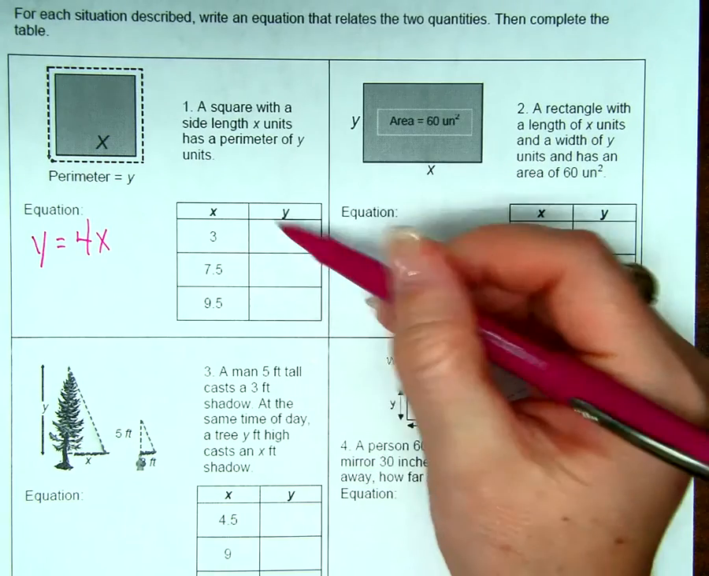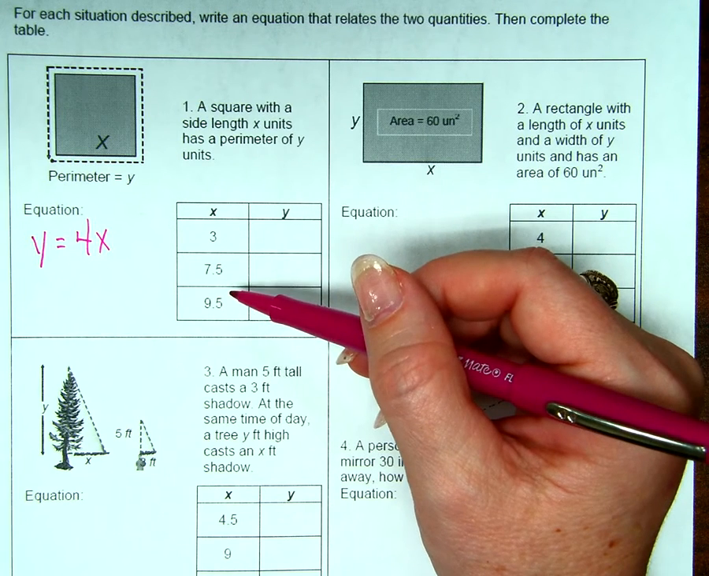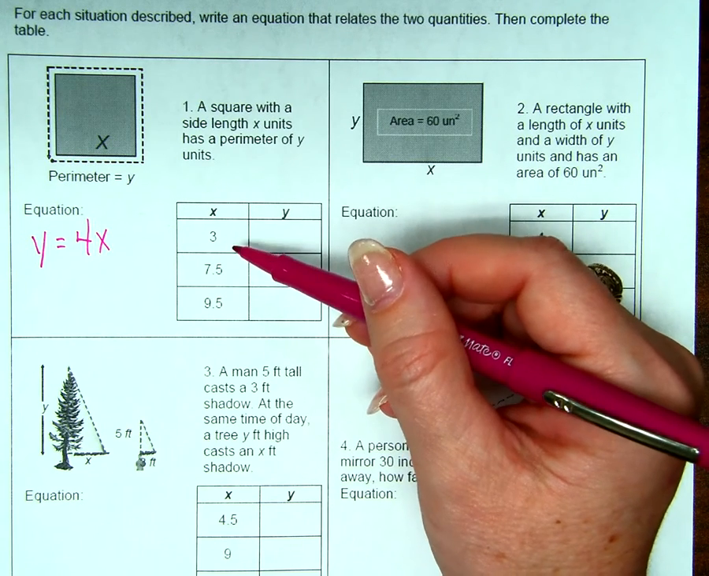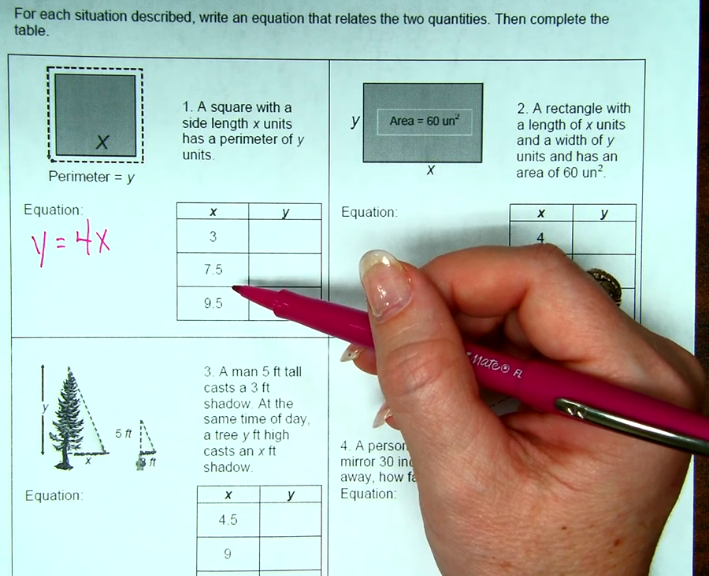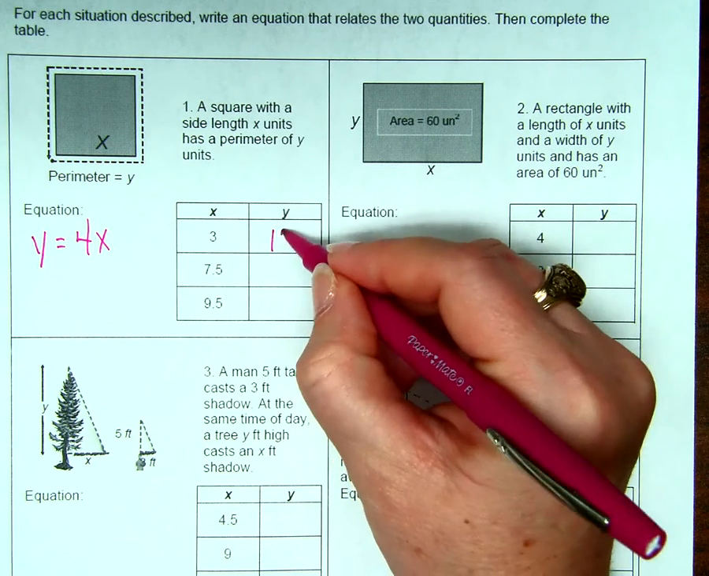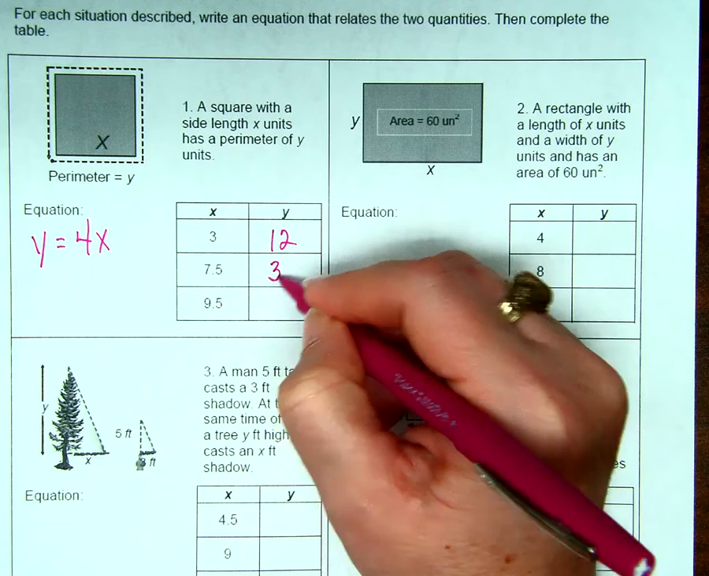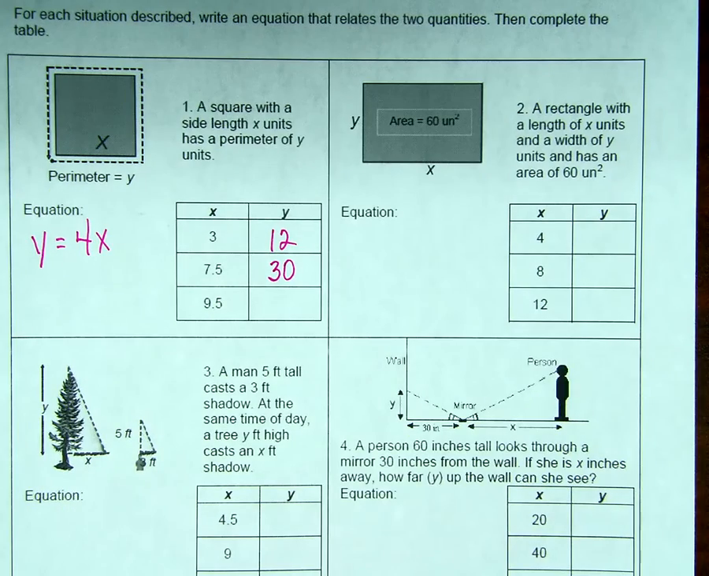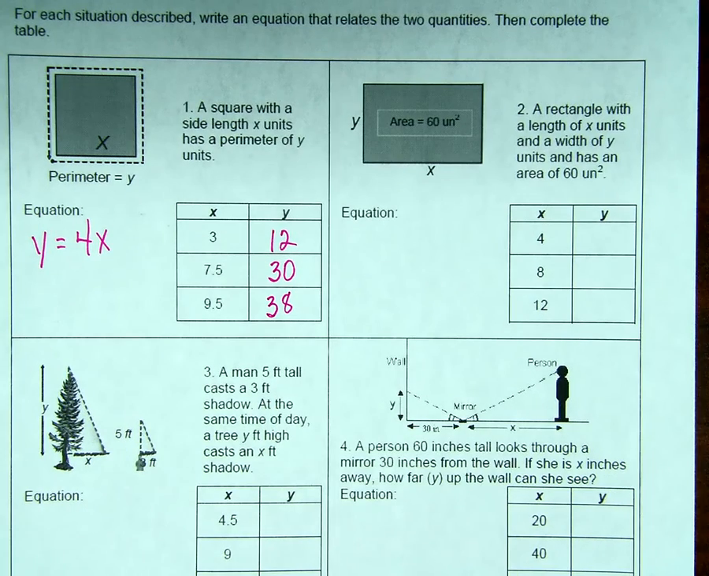Then it gives us a table to fill in. Where do these values come from? I don't know either. They just gave it to us. Basically, I think they gave it to us to say, do we know what to do with it? Hopefully we do, right? If x is 3, what is y? 12. If x is 7.5, what is y? And how are you getting those numbers? Multiplying it by 4, right? If x is 9.5, what is y? 38. Any questions so far? Okay.